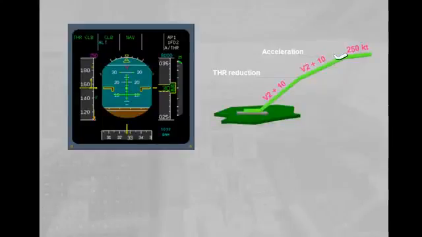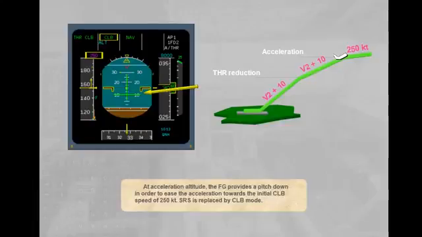At acceleration altitude, the FG provides a pitch down in order to ease the acceleration towards the initial climb speed of 250 knots. Speed Reference System is replaced by climb mode.